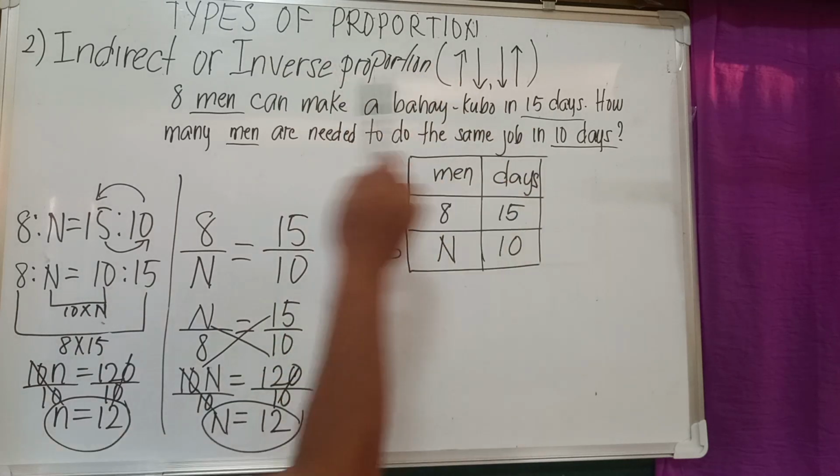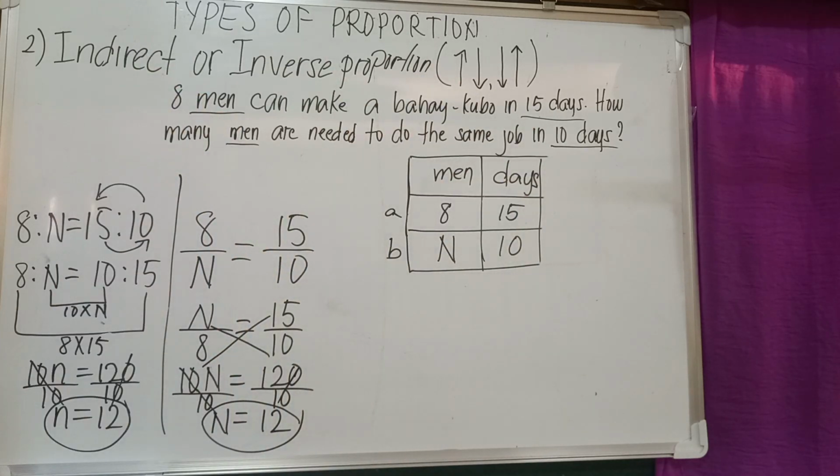Nagbawas ng araw, nagdagdag ng magtatrabaho. Okay? So that is an example of indirect or inverse proportion. Did you understand? Okay, kung hindi nyo naintindihan, intindihin nyo. Pero, sigurado naman naintindihan nyo yan.